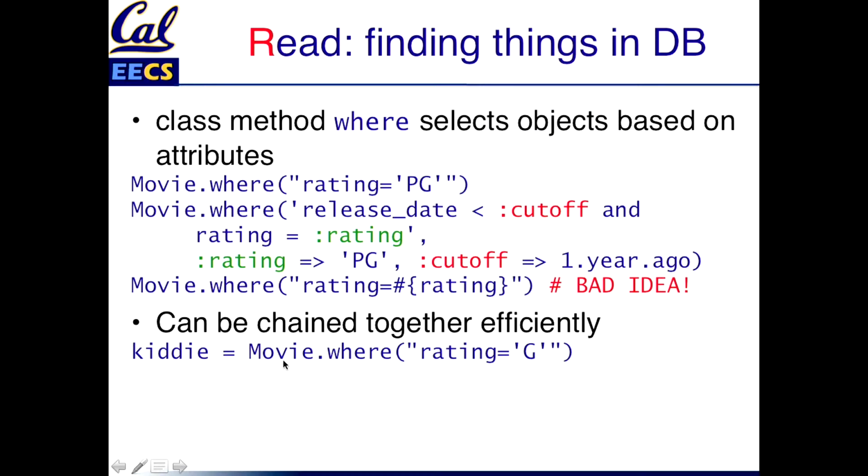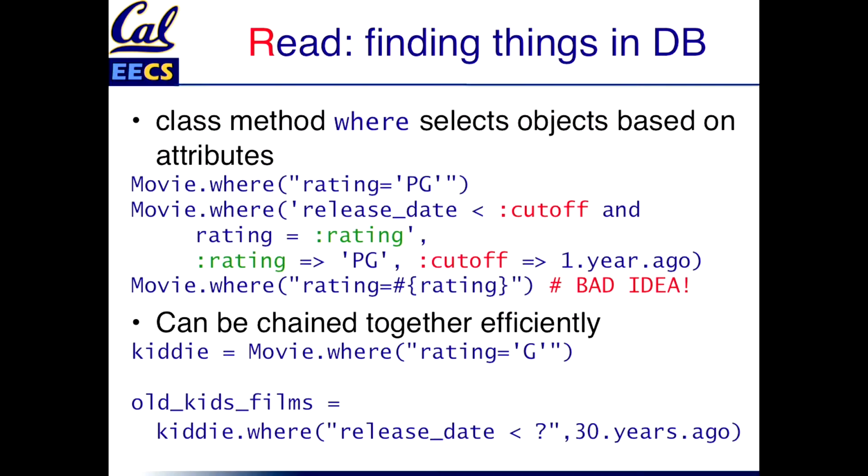A non-obvious thing about this, though, is that you can chain these things together. So for example, I can initially say, I'm going to define kitty to be movies where the rating is G. And you might ask, well, when this is executed in Rails, what is the result of doing this? What you would think is that the result is something like a collection of movies that have been extracted from the database. But that's actually not quite true. The result is an object that, if you ever dereference it, will cause the database query to happen.